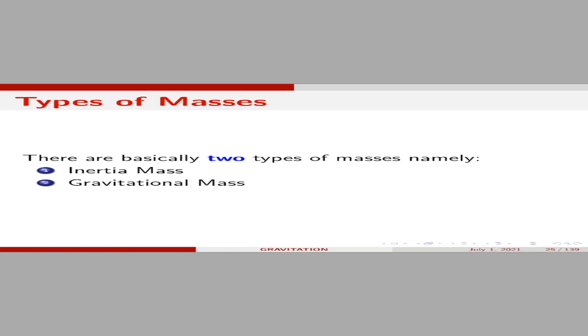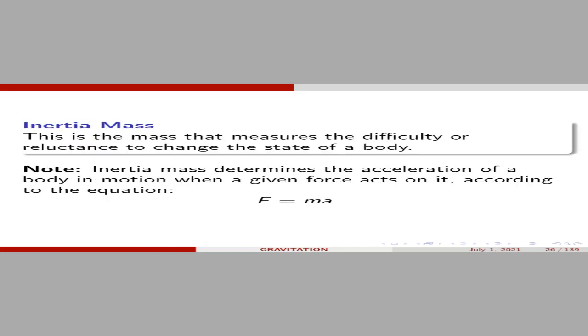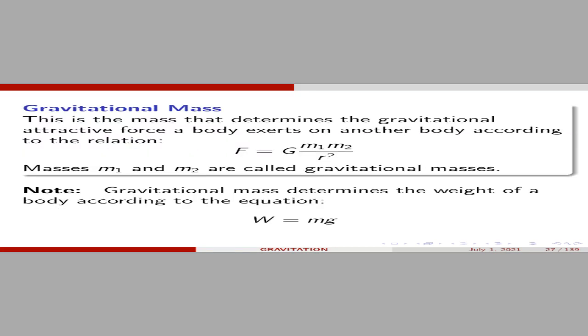Let's look at them briefly. We measure the reluctance. The name is self-explanatory. And the gravitational mass, you get it from either this equation or this equation. Exactly. Right.